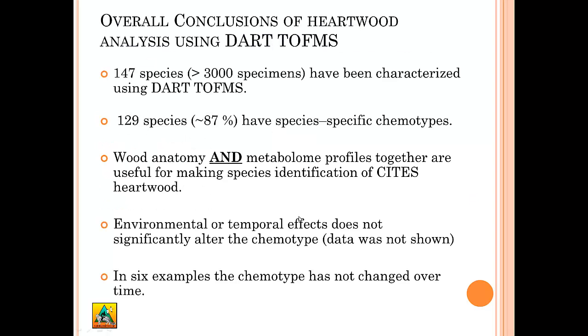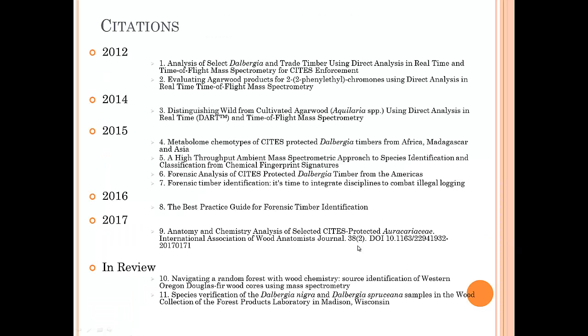Overall conclusions? Well, 147 species analyzed so far, over 3,000 specimens. Of these, roughly 87% have species-specific chemotypes that can be used for diagnosing a species. Wood anatomy and metabolome profiles together are very useful for making species identification of CITES heartwood. We now know that environmental or temporal effects do not significantly alter the chemotypes, and this data was not necessarily shown on this slide. And lastly, I wanted to highlight that there's been over a dozen publications of this work.